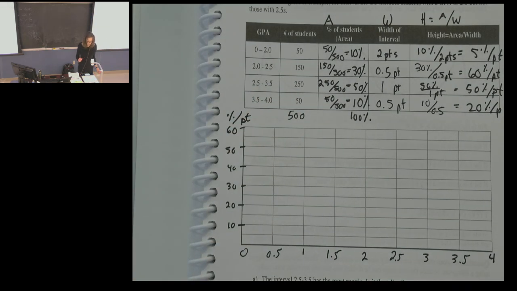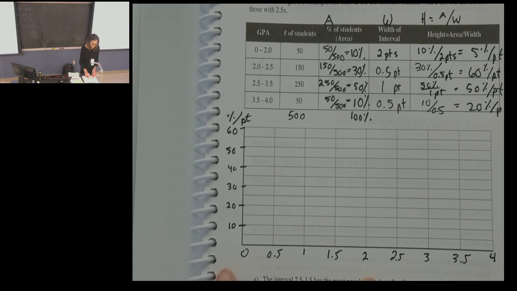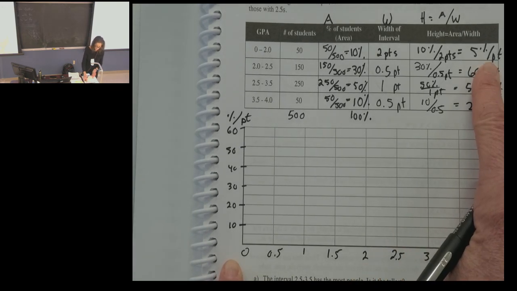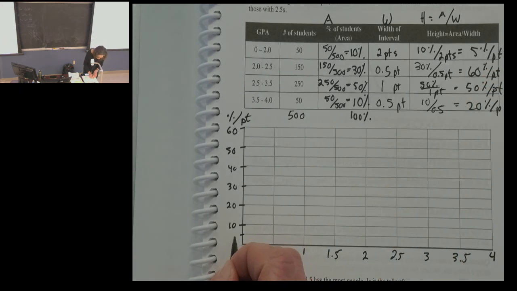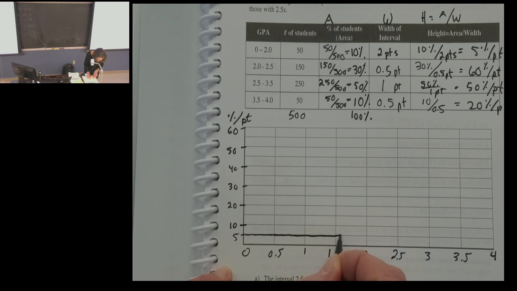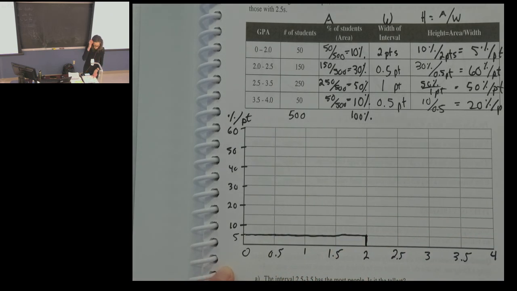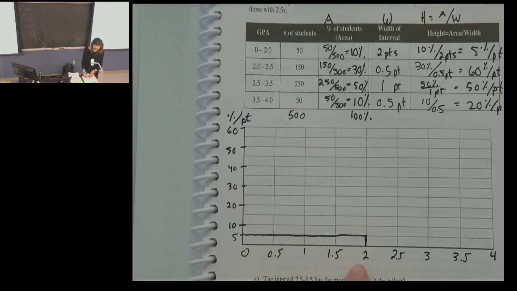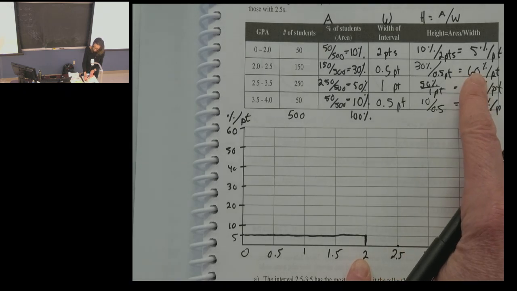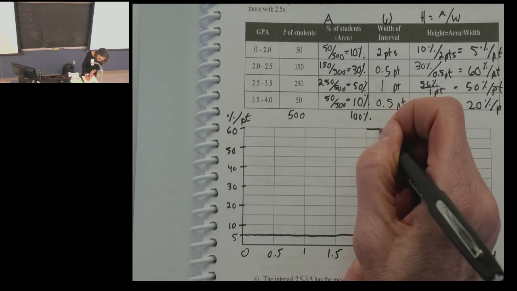So now we can draw the histogram. For the first one, it goes from 0 to 2, and the height is 5. So here's 10, so 5's there. It's got to look like this all the way to 2. And then the next one goes from 2 to 2.5. It's a smaller one. And how it goes all the way, whoa, that's the tall one. It goes all the way up to 60.